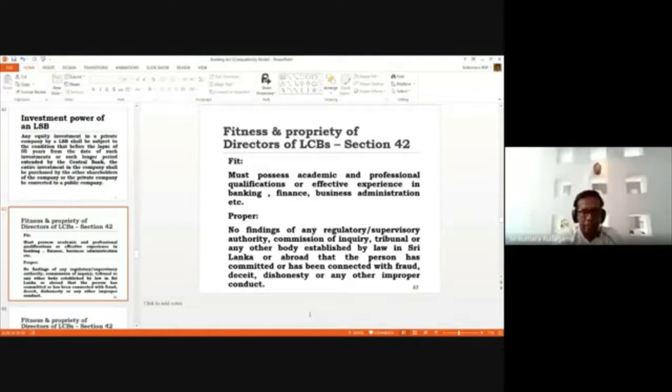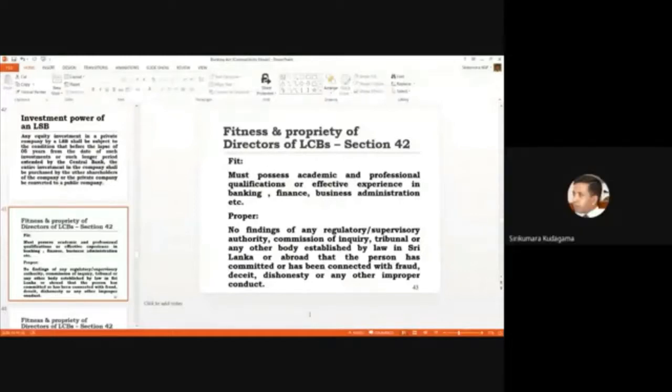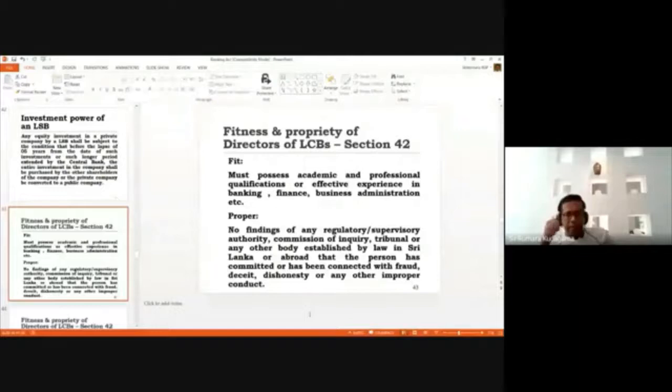What do you mean by a fit and proper person? If you look at these terms carefully, you can classify this fitness and propriety into two different areas. Fit means that you must possess academic and professional qualifications and effective experience in banking, finance, business administration, etc. That is what makes you fit to be a bank director.